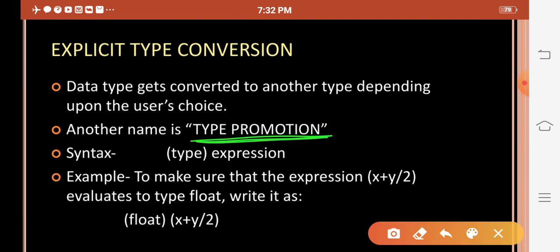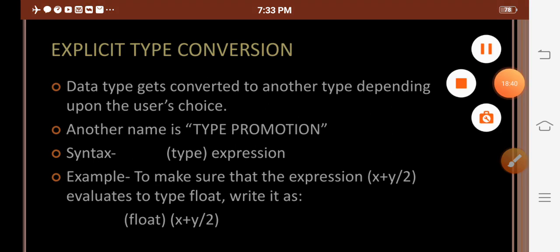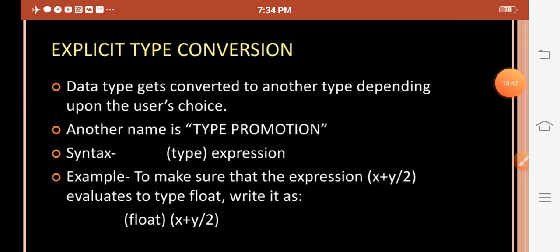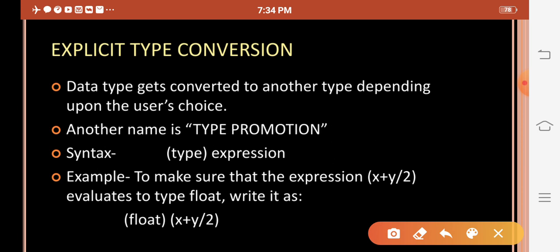What was the name of implicit type conversion? Coercion. What is the other name of explicit type conversion? Type promotion. Okay. Then here, syntax, how to write it. Just hold for a while. Here just one correction, please everyone make it, it is given wrong here actually. This was actually typecasting, not type promotion here.